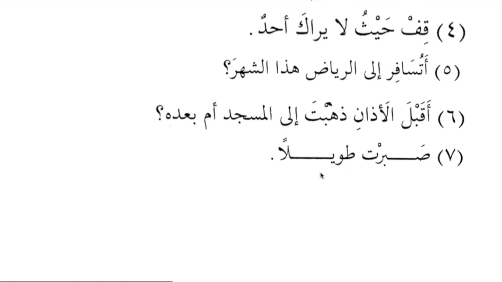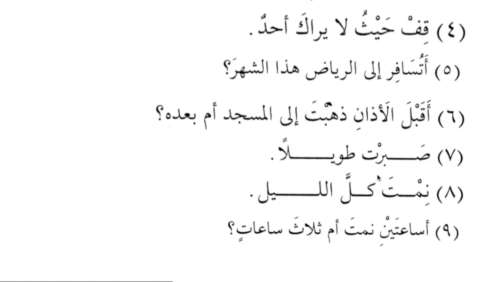صبرت طويلا. So again طويلا, that is your naat. So what is the actual sentence? صبرت وقتا طويلا. I was patient for a long while. So طويلا is your zarf zaman. نائب ظرف. نمت كل الليل. Again, you slept the whole of the night. So that is the whole, that's the time. So كل is a نائب ظرف زمان.